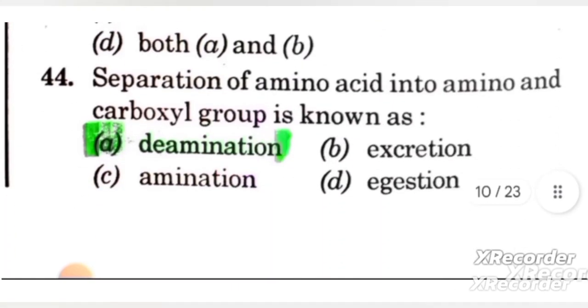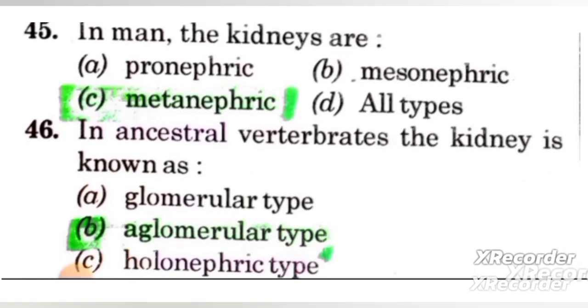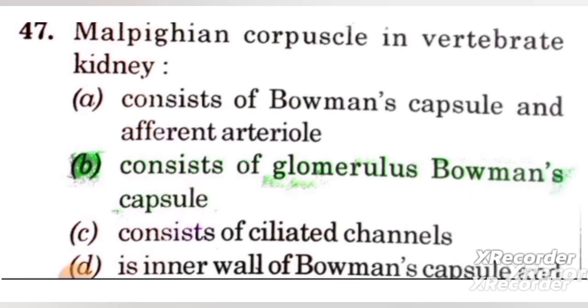Next 44. Separation of amino acid into amino and carboxyl groups is known as answer A. Deamination. Next 45. In man, the kidney are answer C. Metanephric. Next 46. In ancestral vertebrates, the kidney is known as answer B. Aglomerular type. Next 47. Malpighian corpuscle in vertebrate kidney. Answer B. Consists of glomerulus, Bowman's capsule.